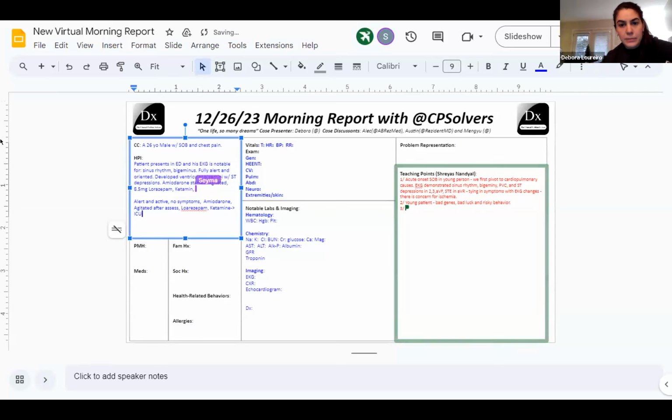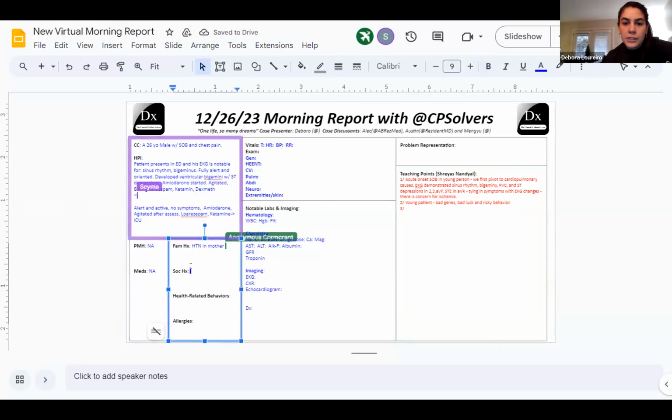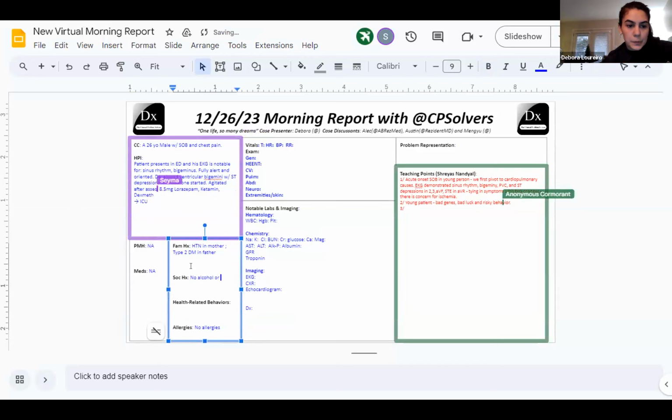And going through the past medical history, the patient denied any past medical history, any surgery, and doesn't take any medication. From family history, his mother had hypertension and the father type 2 diabetes, no allergies, and he denies any alcohol or tobacco. And I can stop here.